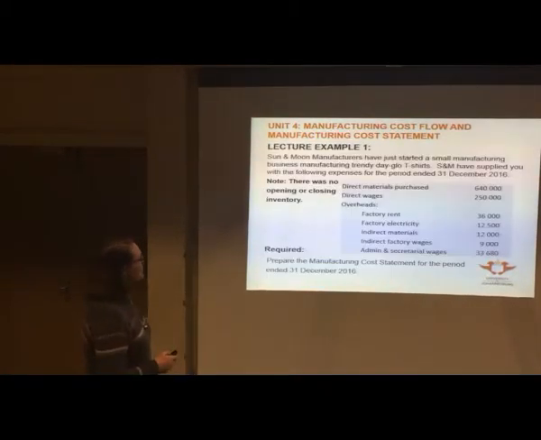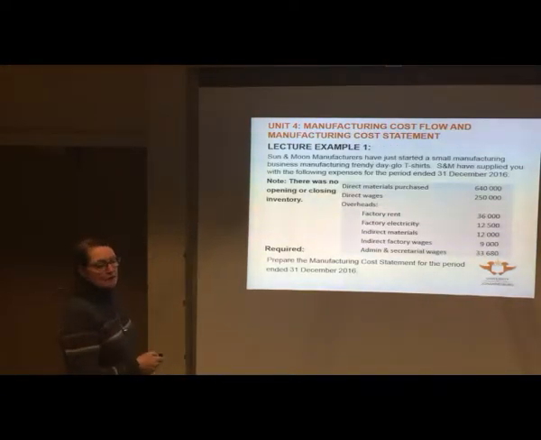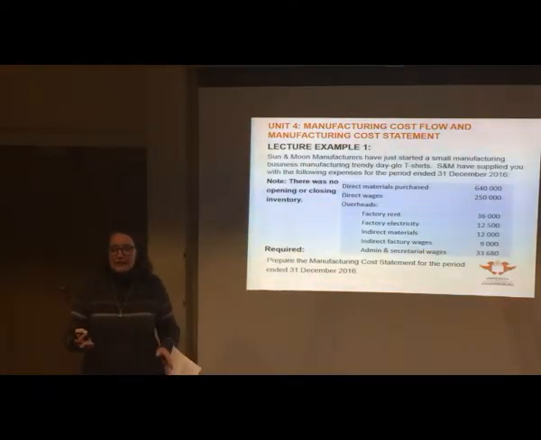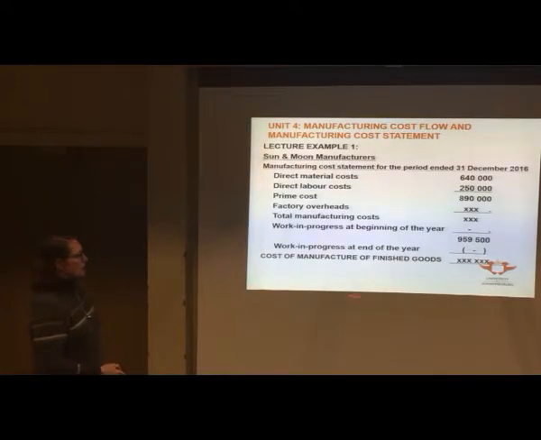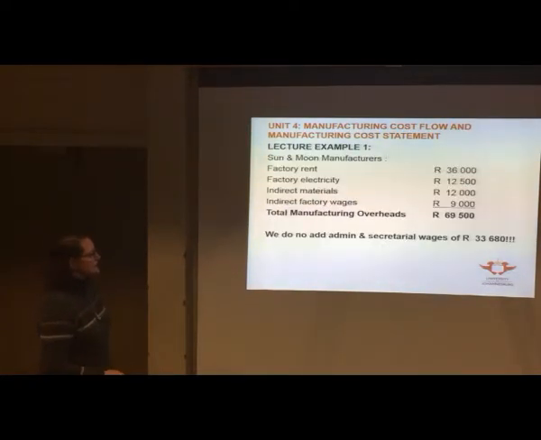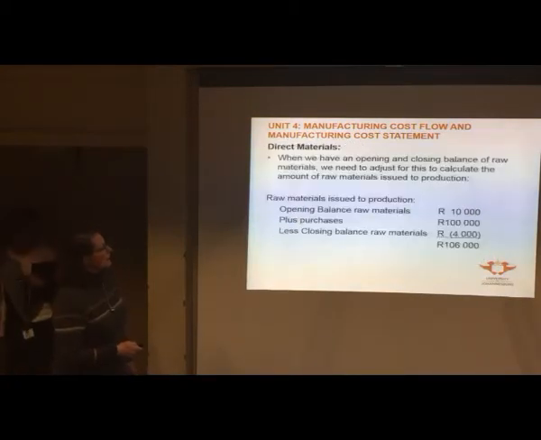Okay, we look at the question. The question says there was no opening or closing work in progress. Remember that inventory in a manufacturing entity consists of three things. What are those three things? Do you remember? Raw materials, work in progress, and finished goods. So we're looking at all three of them. So this is the cost of manufacture of finished goods, the goods that are ready for sale. Okay.